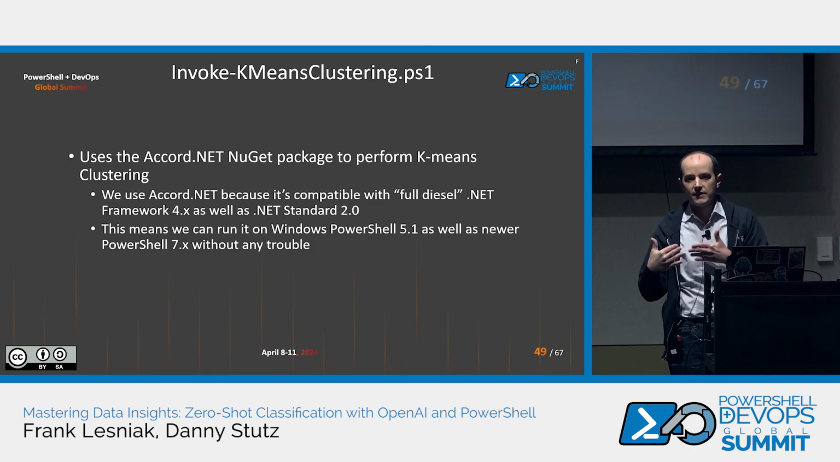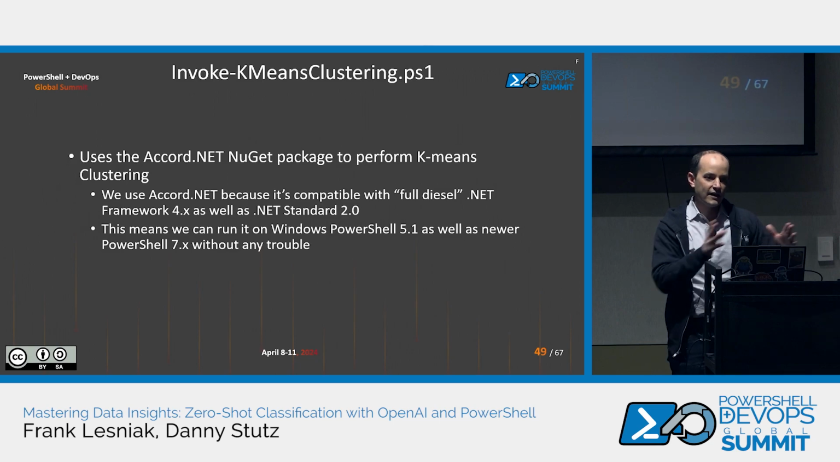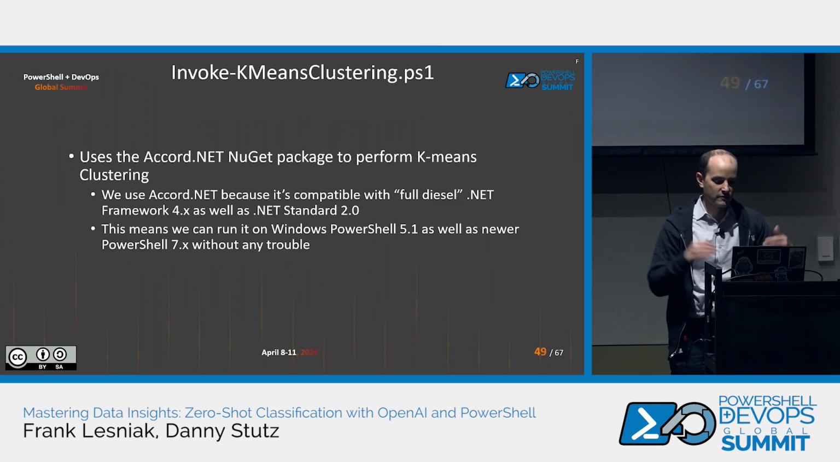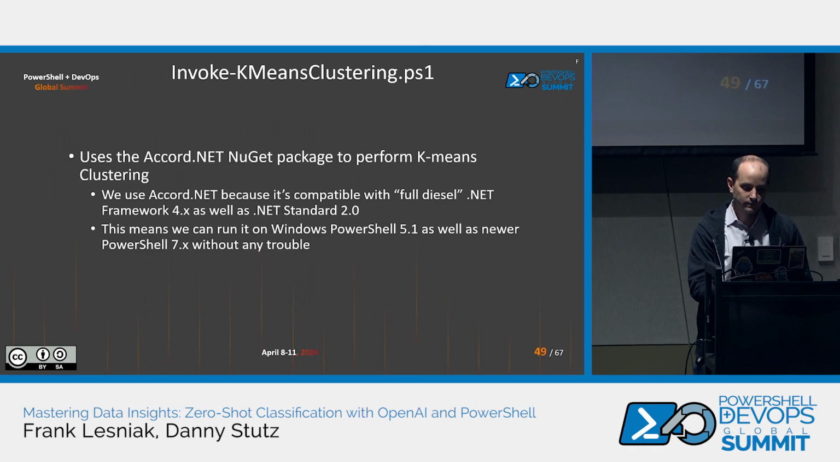So for us, what that means is we can use this NuGet package with Windows PowerShell 5.1. Think of that HR person use case, right? I don't want to make them install PowerShell 7, right? So they can use PowerShell on their Windows box, as well as PowerShell 7, the new stuff. So it works with both. So that's kind of convenient.